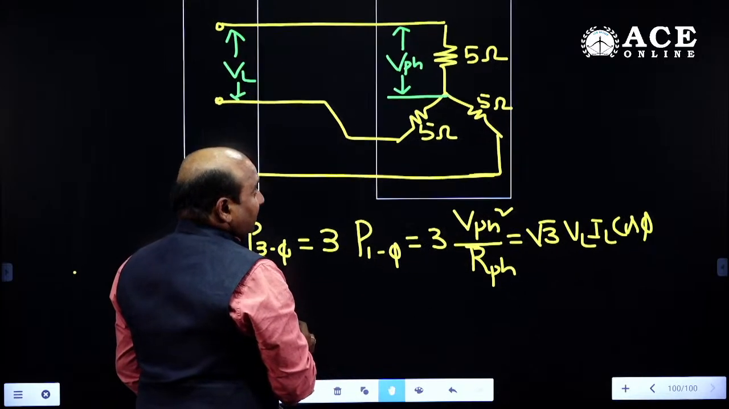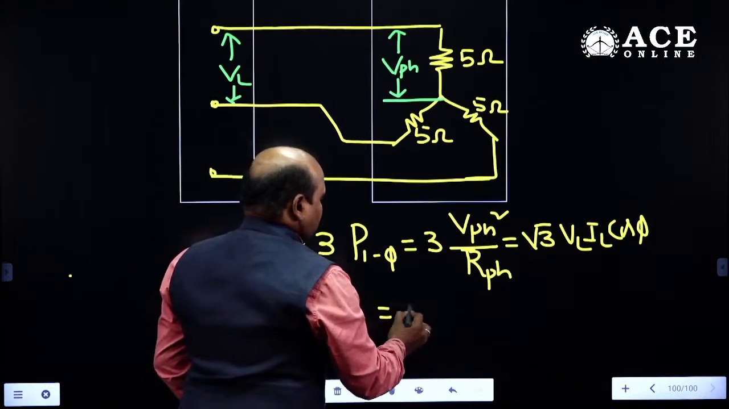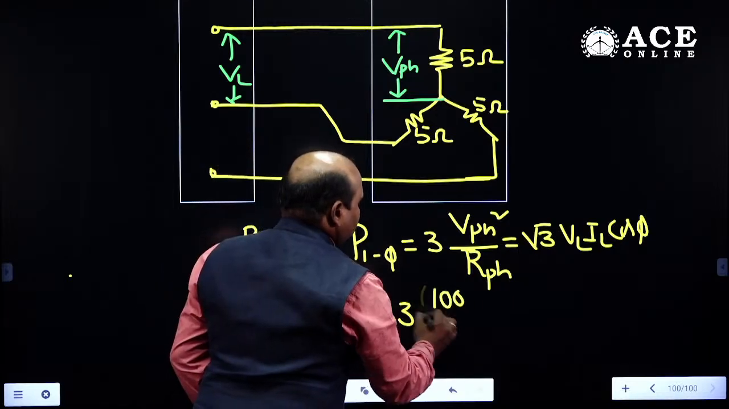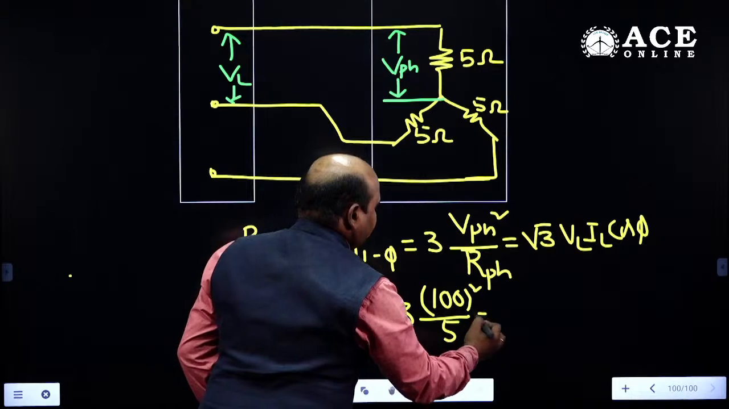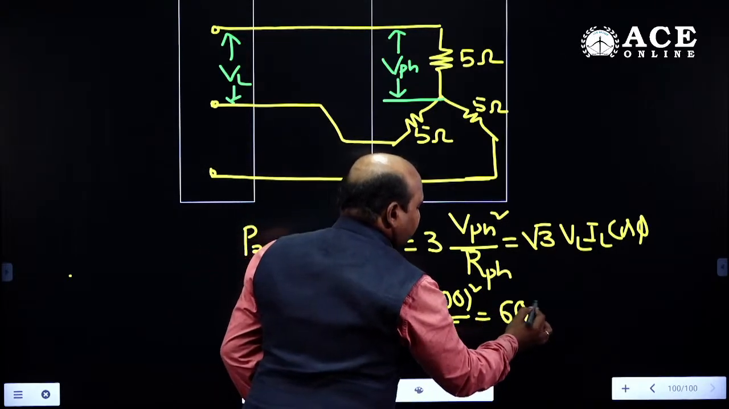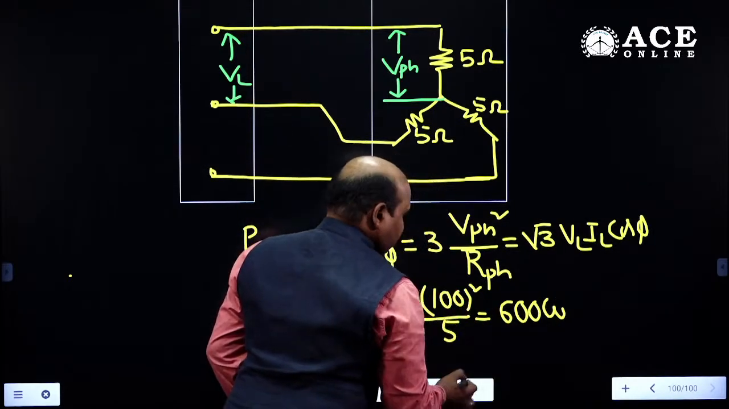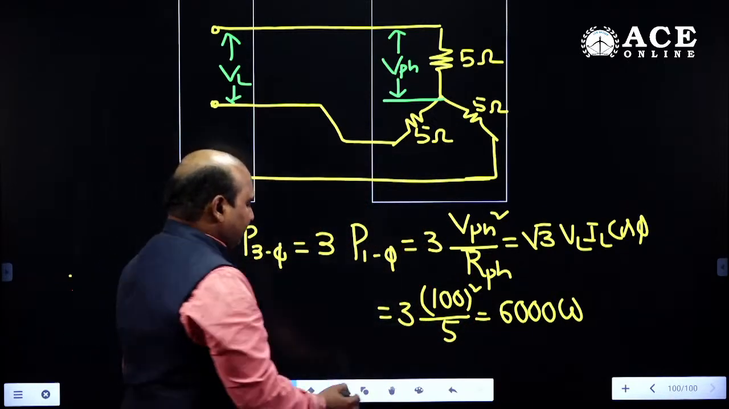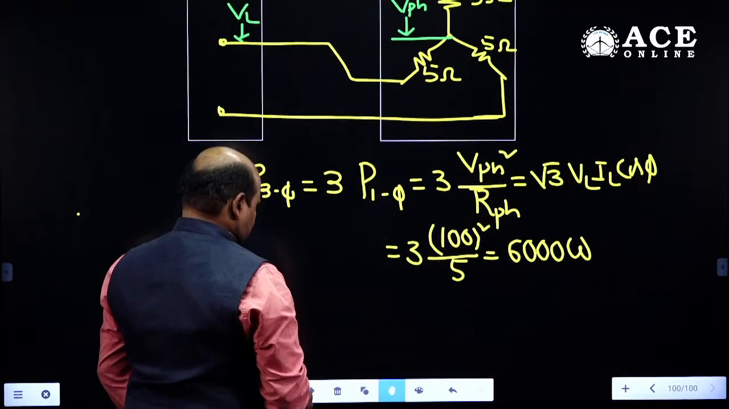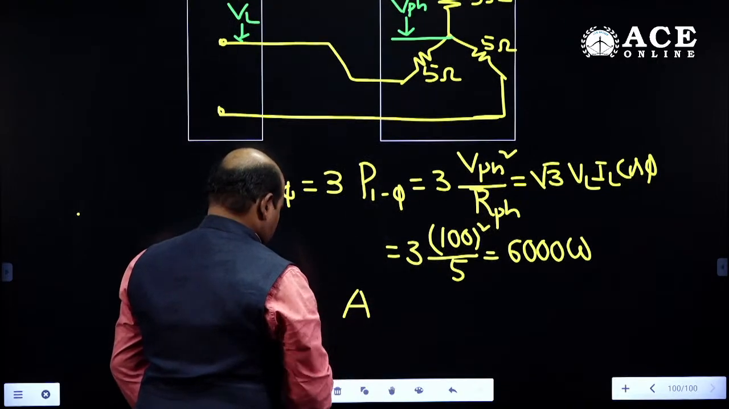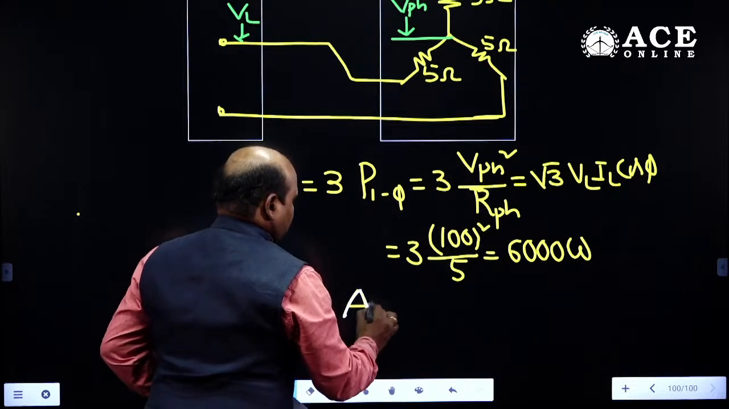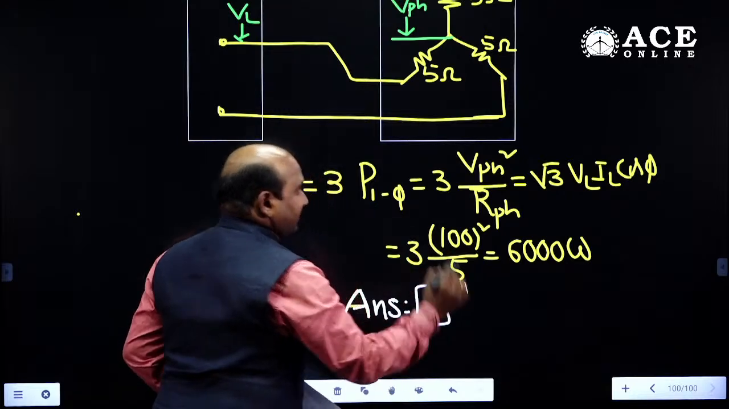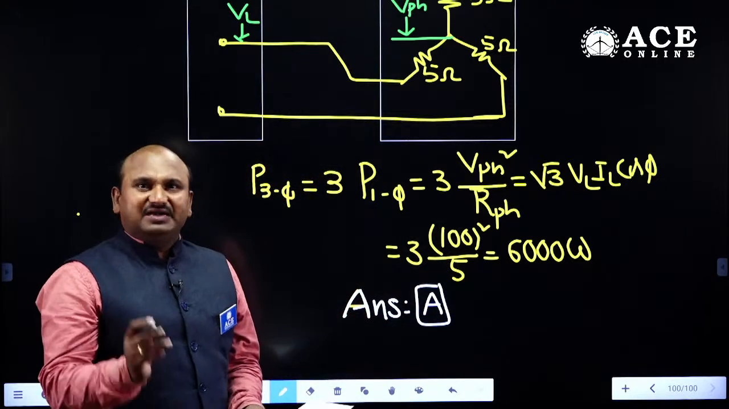Definitely, now 3 into V phase square, he has given V phase is 100 volts, whole square by 5. With this you will get 6000 watts. According to that, this 6000 watts, the option A is the correct one. Answer A is the correct one. This is a very simple direct expression.